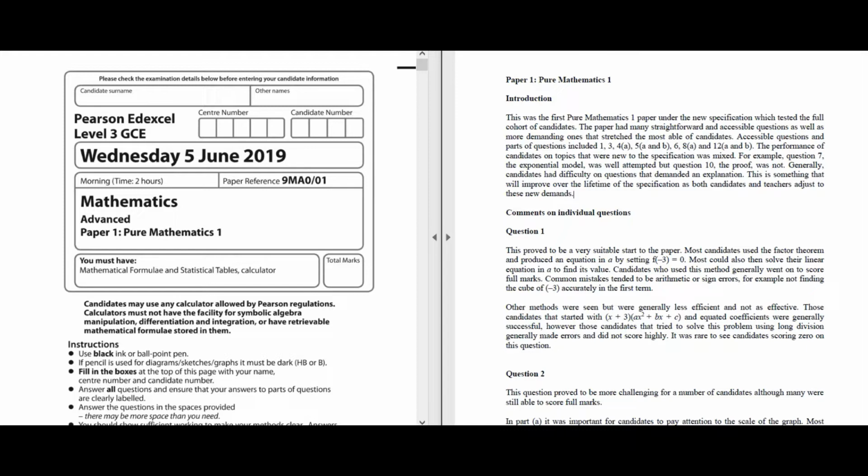So, examiner report wise, this was the first Pure Mathematics 1 paper under the new specification which tested the full cohort of candidates. The paper had many straightforward and accessible questions as well as more demanding ones that stretched the more able candidates, and you can read about which questions those are. The performance of candidates on topics that were new to the specification were mixed, and you can read about that. Generally, candidates had difficulty on questions that demanded an explanation. This is something that will improve over the lifetime of the specification as both candidates and teachers adjust to these new demands.